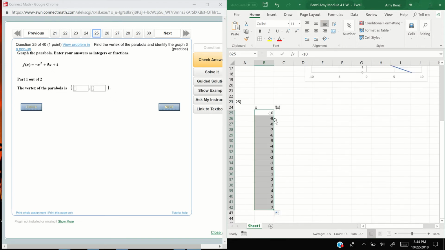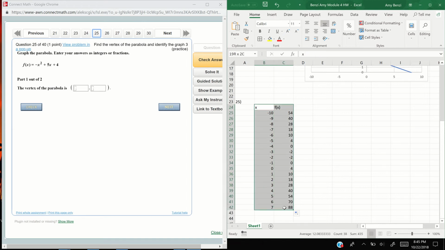I'm going to select these two, and then I'm going to let Excel get me some values here. And then over here, I'm going to type in my function. It was negative x. Whoops, I need an equal sign. Equals negative x. Don't forget, click on your x value, squared. That's shift 6. Raised to the power of 2. That's how you write squared. Plus 5 times x plus 4.